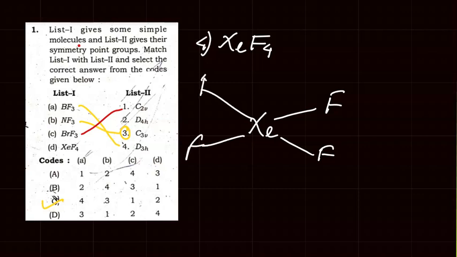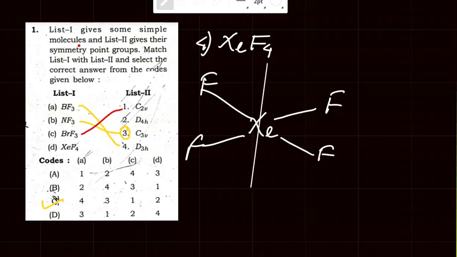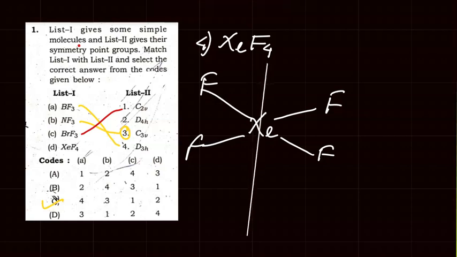Symmetry axis through this xenon molecule. Okay, and if we rotate the molecule by 90 degrees, you are going to get the same molecule.